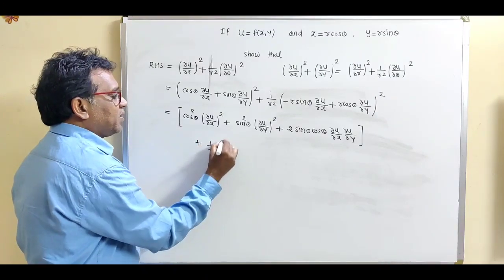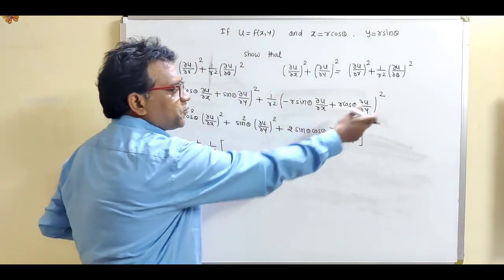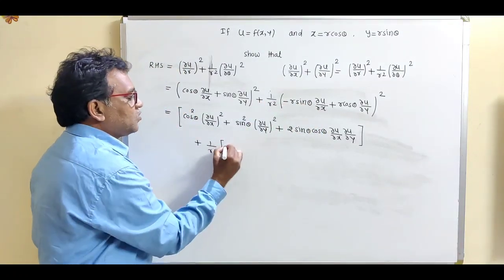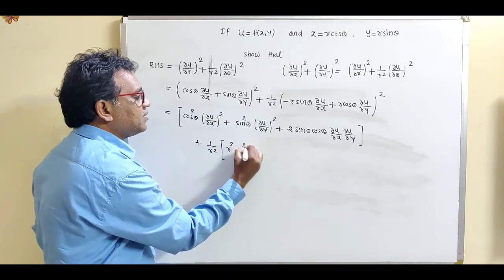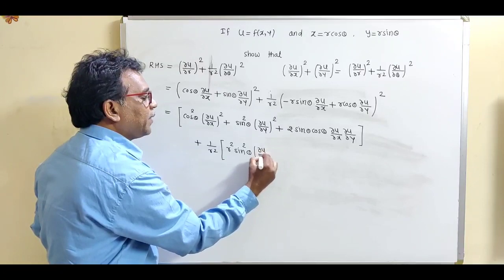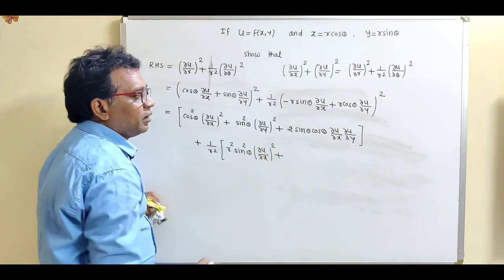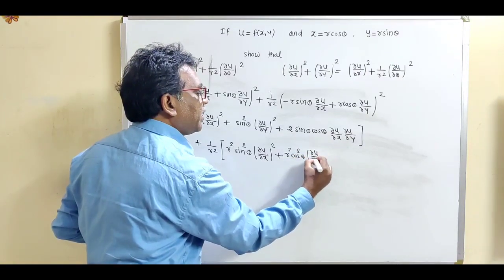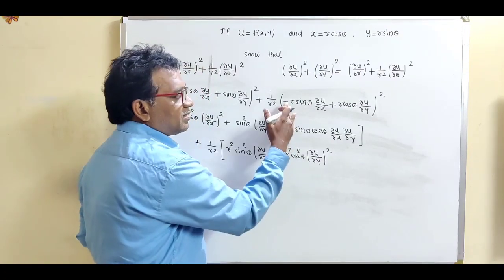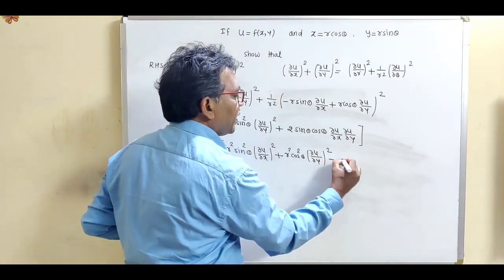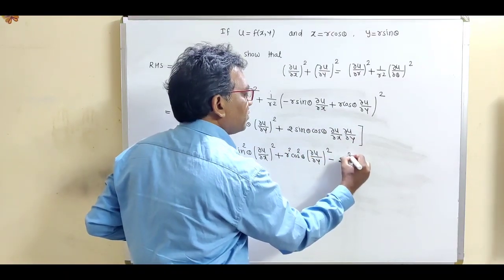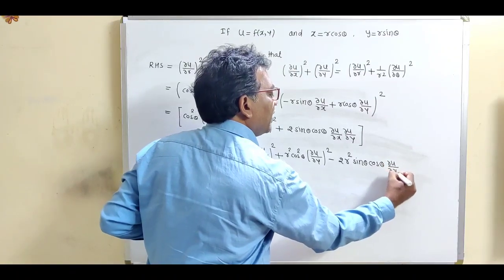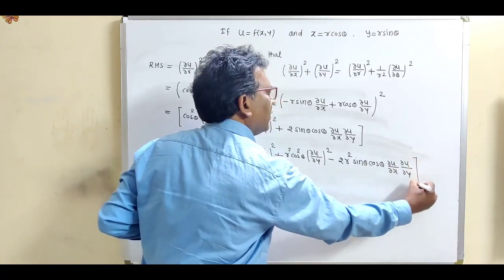Plus 1 upon r square into bracket. Now expand this second bracket using the same formula. So the square of the first term is r square sin square theta (del u by del x) square, the square of the second term is r square cos square theta (del u by del y) square, and the middle sign is minus 2 times the product, so this product will be r square sin theta cos theta del u by del x into del u by del y.